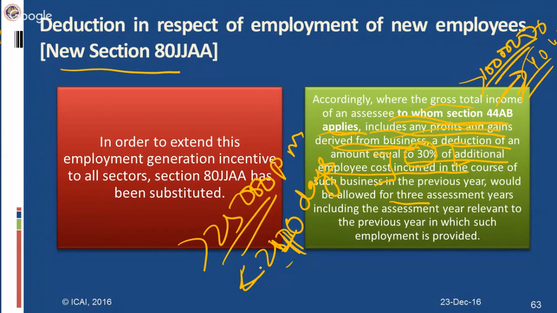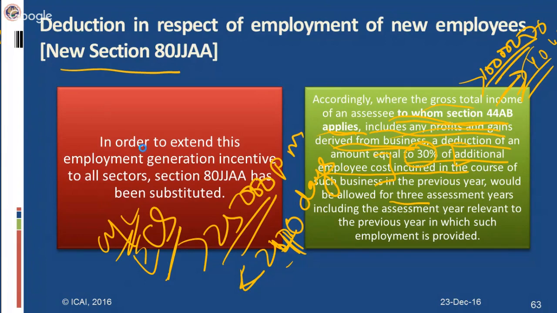Another condition on the additional employee cost: suppose the salary is paid to the employees otherwise than by an account payee cheque or account payee bank draft or ECS. Then again, there won't be any benefit of deduction in respect of such employees. So you have to pay the salary by account payee cheque or account payee bank draft or ECS. This is another condition for qualifying for 80JJAA.